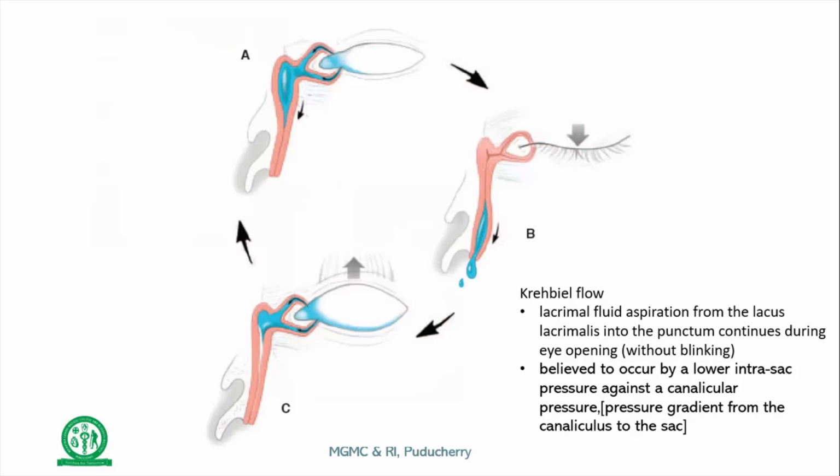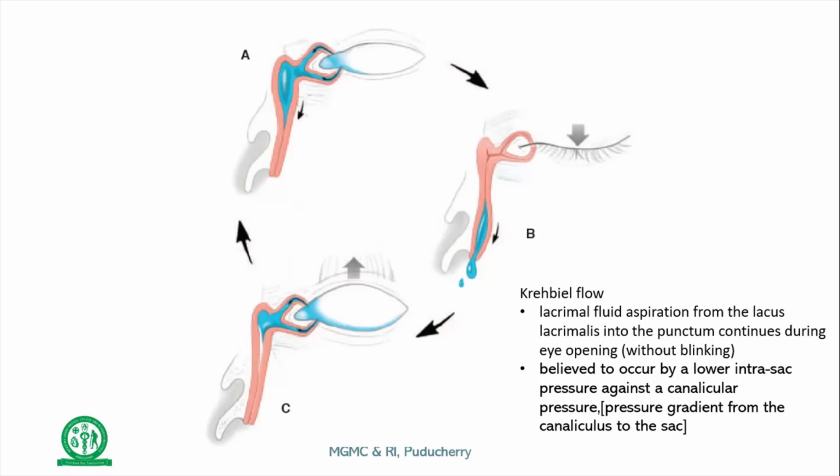So now we know the anatomy. How does the tear drain from the eye into the inferior turbinate? What is the mechanism that helps? We have the specialized lacrimal pump mechanism, wherein there is a relationship between the caruncle, the lacrimal lake, and the punctum. They should be in close association.